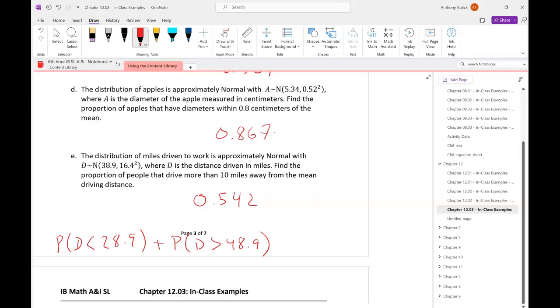Because it's more than 10 miles away, you could be 10 miles less or 10 miles more. So if you had half of it, you just did one way and not the other. You forgot that you could be 10 miles short versus 10 miles over. So again, if you draw your picture, here's 38.9, that's our mean. So you could have one that was 28.9 here and one that's 48.9 over there. So you have two pieces.